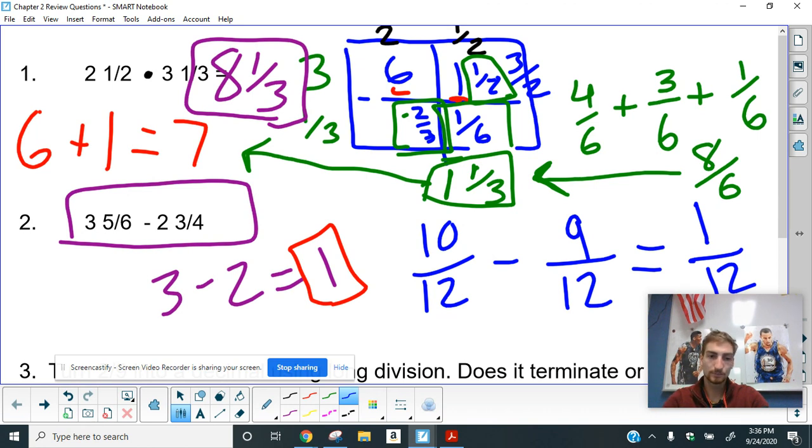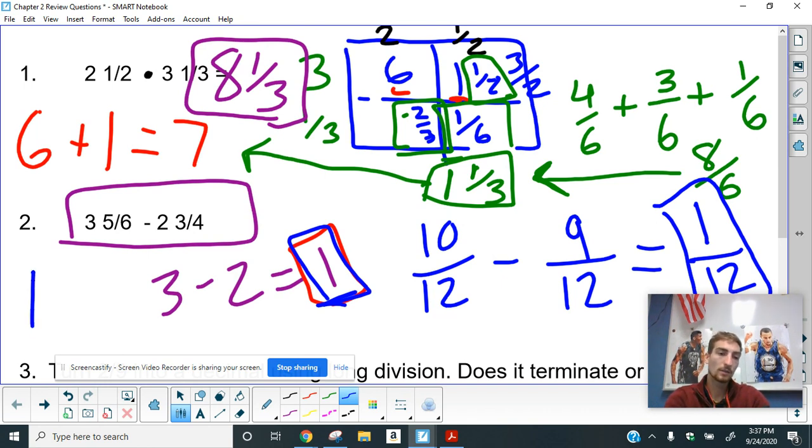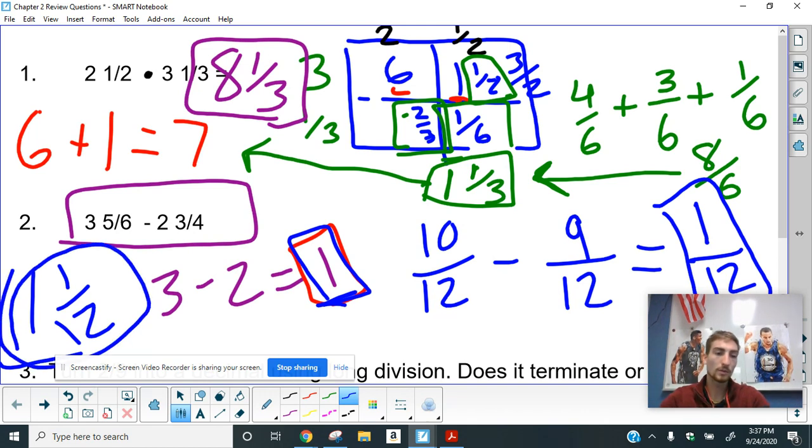So here we have 1 from the 3 minus 2, and then we have 1 over 12 from the fractions subtracting. So 1 and 1/12 would be my answer here.